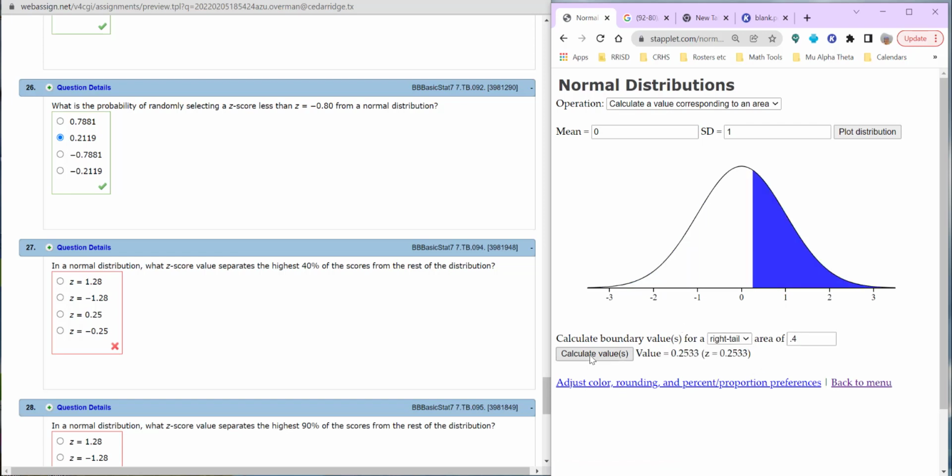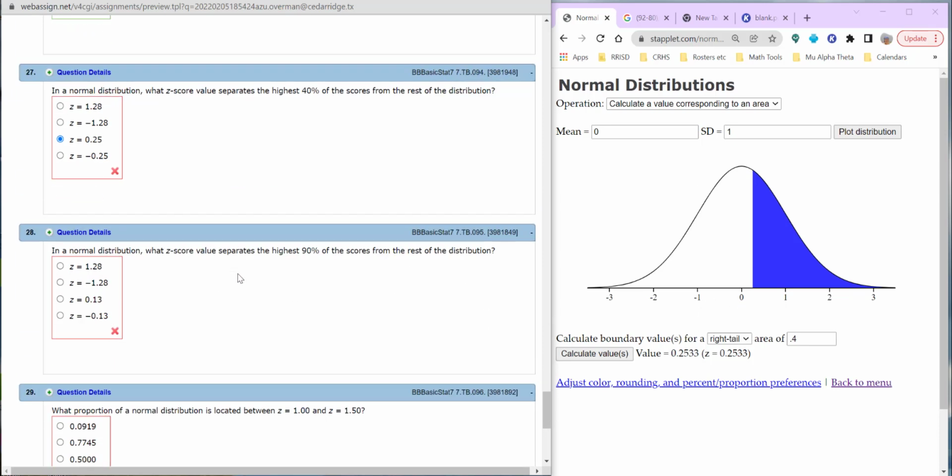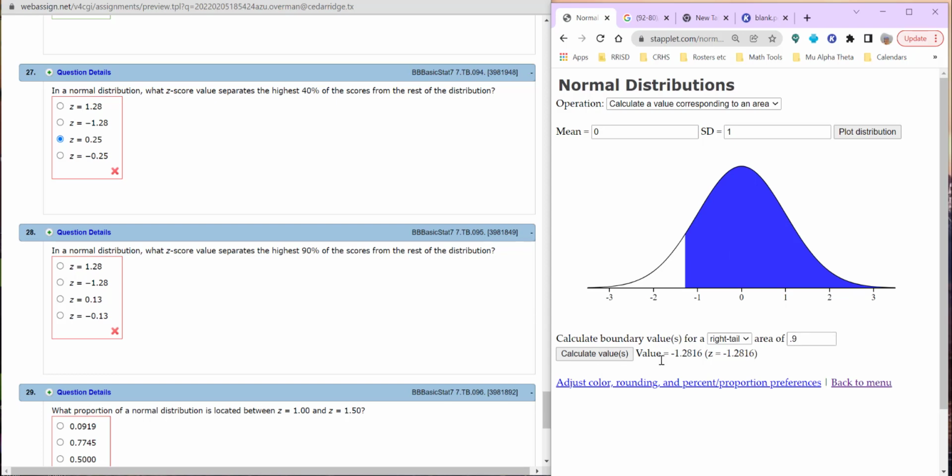0.4, calculate, and I get 0.2533. Don't worry that there's a 33 here and it's 0.25 there. That's fine, it's close enough. And it's also multiple choice, so there you go. And it's definitely not negative, it's on the right side of the mean. The highest 90%, so make sure I do 0.9, is on the high end. So that's the highest 90%, this is the lowest 10%, and you can see my z-score is negative 1.28.